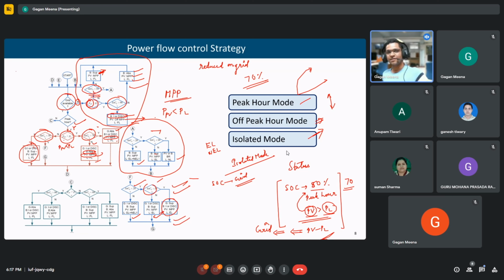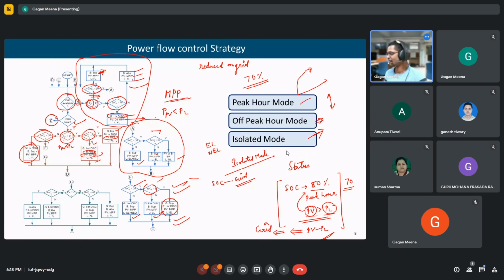So the entire flowchart will not be asked. You have to remember certain conditions, but these are logical also. If the battery is already charged, we would not want to charge it. If generation is more, then only we can charge the storage. If generation is less than load, then the battery has to discharge, and depending upon SOC, if it is less than 30%, it has to curtail the load.